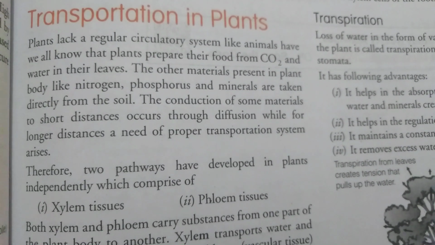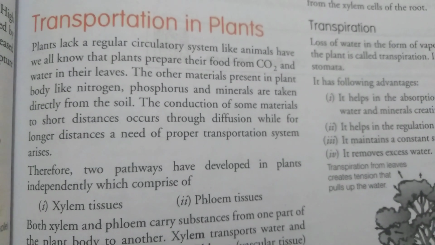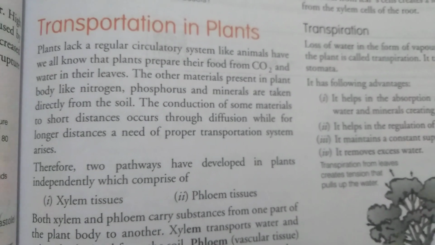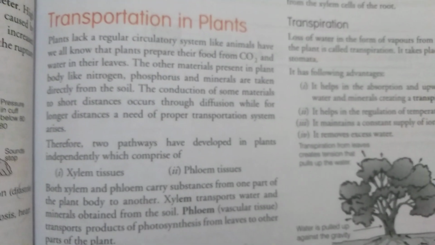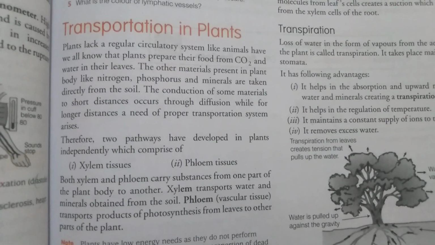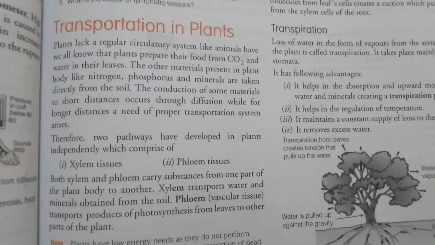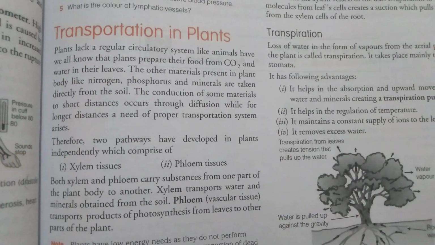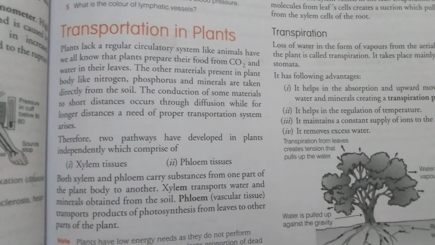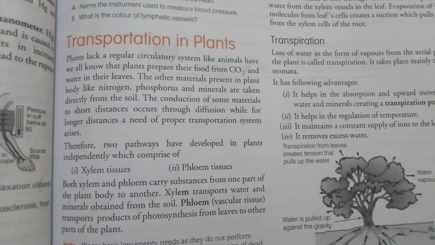Now the other thing: the minerals required for the plants, like nitrogen and phosphorus, are taken directly from the soil. And these things reach the plant mainly by the process of diffusion. That means all the raw materials can easily diffuse to all parts of the plant body.